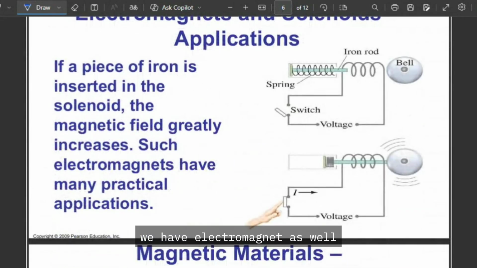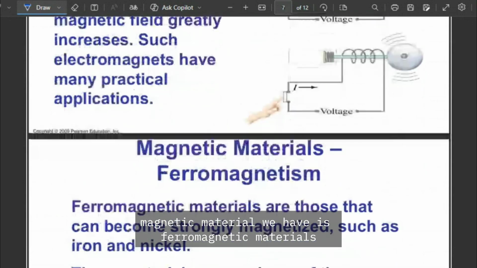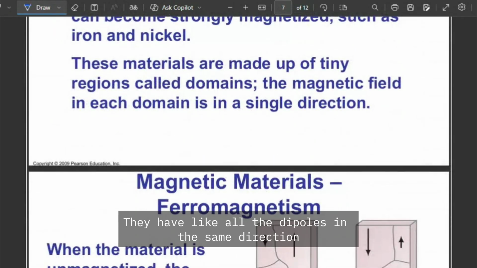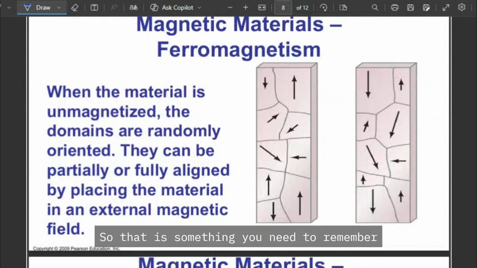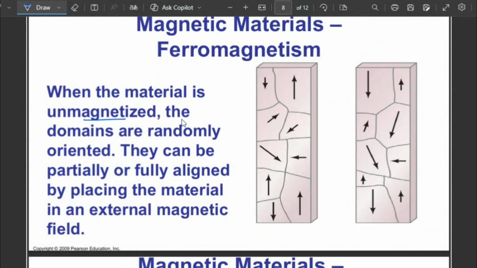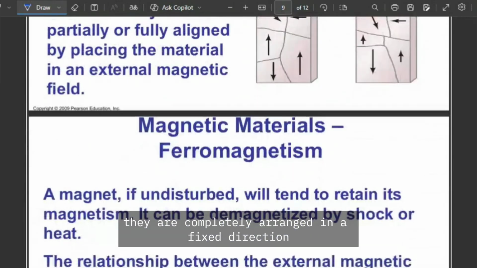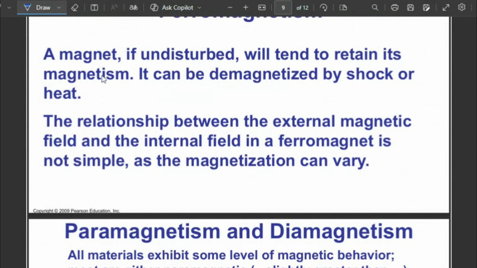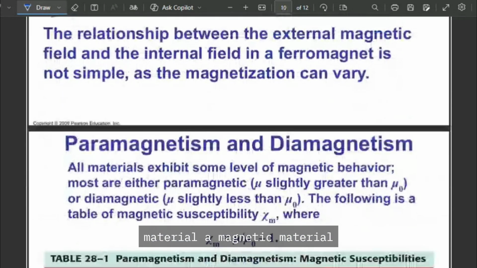Apart from this, we have the electromagnet as well, which uses the same concept. The first magnetic material we have is ferromagnetic materials, which are very strongly magnetized, like iron and nickel. They have all the dipoles in the same direction, which creates a stronger magnetic field. So that is something you need to remember. If the magnet is unmagnetized, the domains are randomly oriented. But when they are put into a magnetic field, they are arranged in a fixed direction. That is what makes it different. A magnet, if undisturbed, tends to retain its magnetism. It can be demagnetized by shock or heat. So this is how we can make a non-magnetic material a magnetic material.